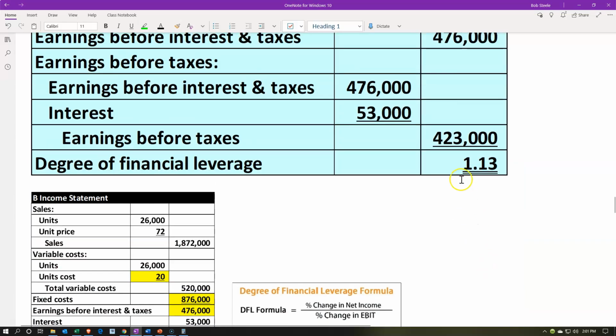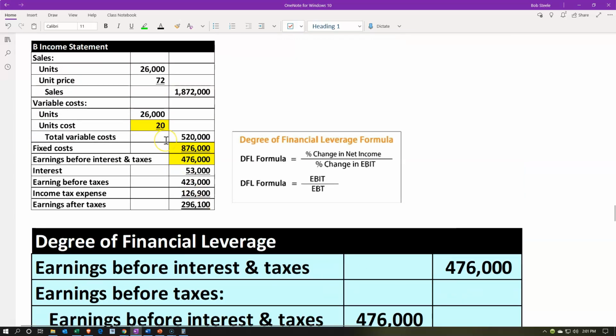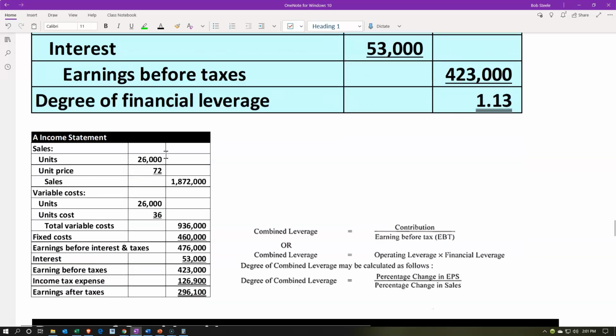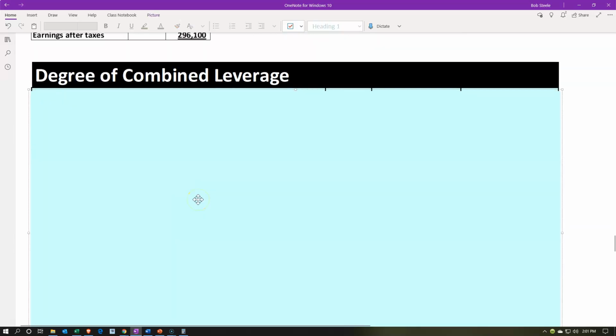So once again, no change, 1.31 here, 1.31 there, even though we had a change just in the cost structure, but there was no change in interest or the operating income. So now let's go down and think about our degree of combined leverage, where we're going to be combining the operating leverage and the financial leverage.